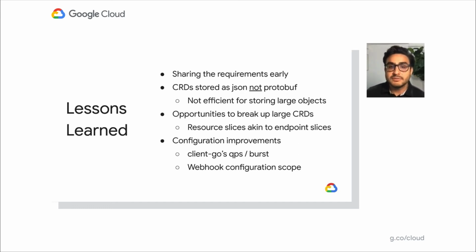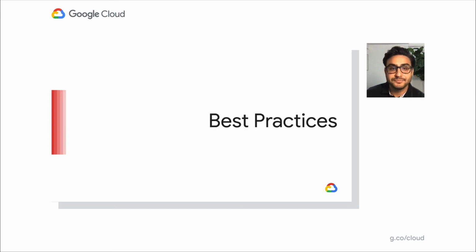We also identified some optimization points by just tuning some configuration and no code changes. For instance, we optimized the client-go that we use inside our Twitter set controller by setting the QPS and burst to improve its performance. We also reduced the load on the webhook server that we have by scoping the webhook configuration to only look at namespace resources, and this was done to avoid the flood of node level events.